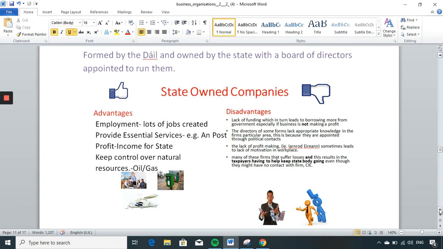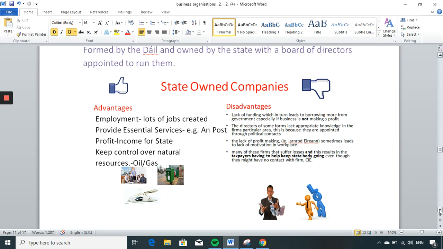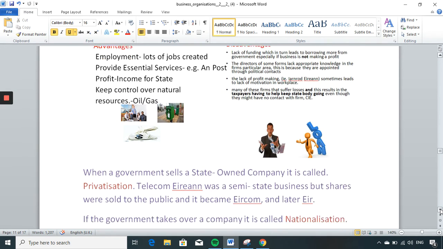Employment again, as I said, you can see. Whereas disadvantages, some businesses, for example, you can see Iarnród Éireann there, because they're not really a profit-making business for people. It's a job essentially. Sometimes that can lead to lack of motivation, or if it suffers a loss, well, the taxpayers' money has to kind of be used to fund it. So again, just there's different advantages and disadvantages.